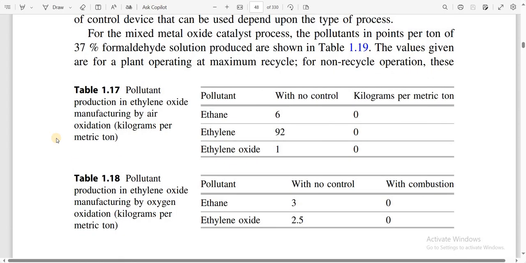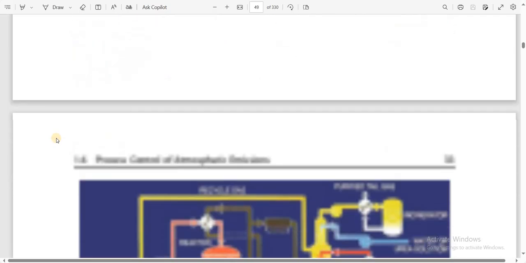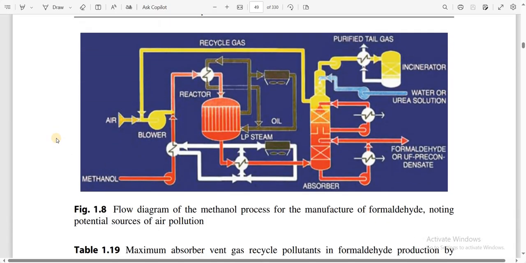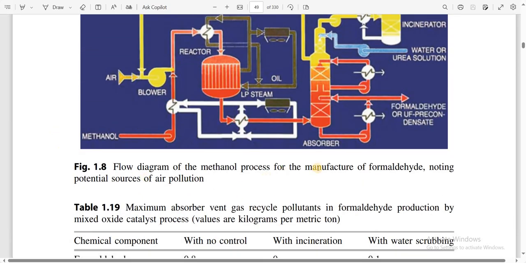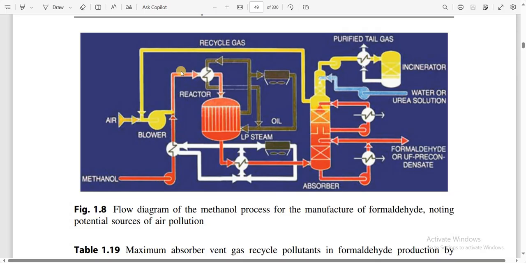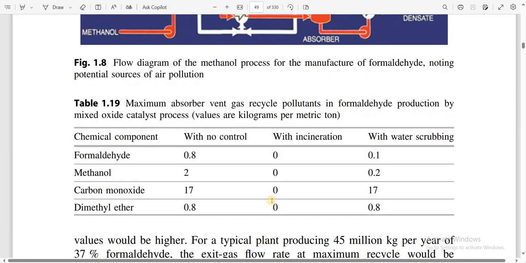This is a flow diagram of the methanol process for the manufacture of formaldehyde, noting potential sources of emission. So methanol is converted to formaldehyde. I think we have learned this in class 12, right? There is an absorber, with water or urea solution, and formaldehyde is formed.